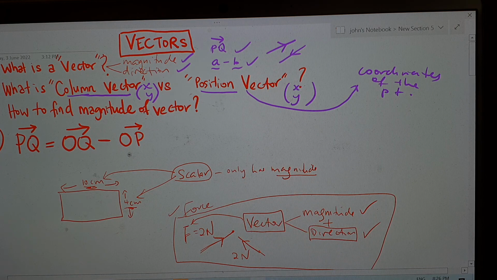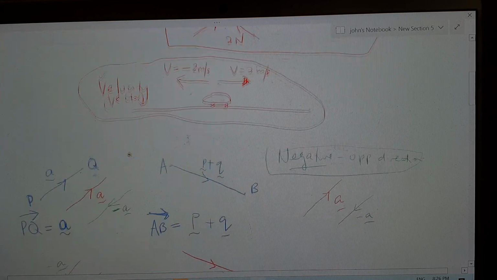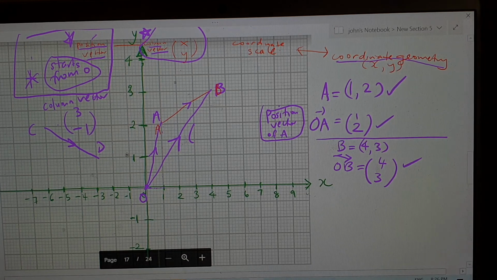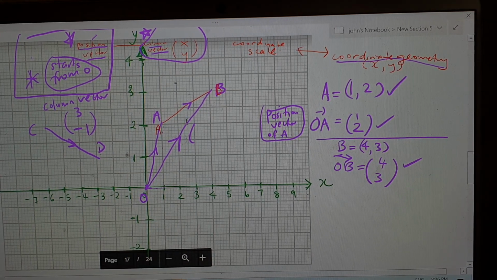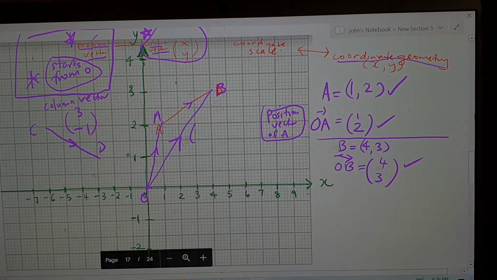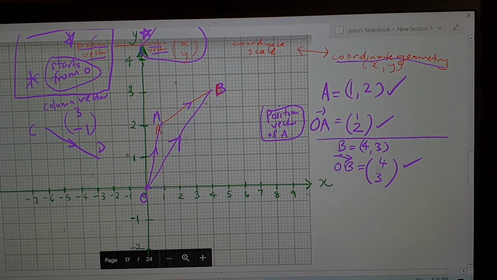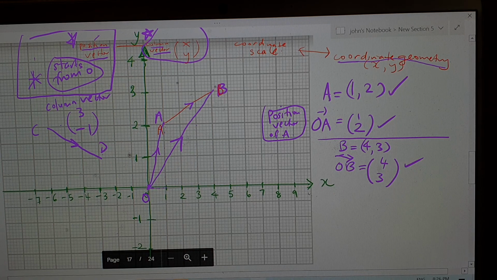So now I'm going to go through the next thing: magnitude and also this relationship. Then we will end this lesson. Okay, now let me use OB as an example. If now I want you to find how long this OB is, what is the answer?